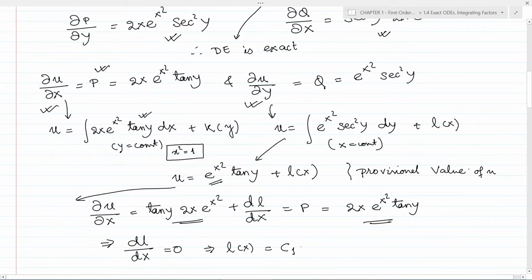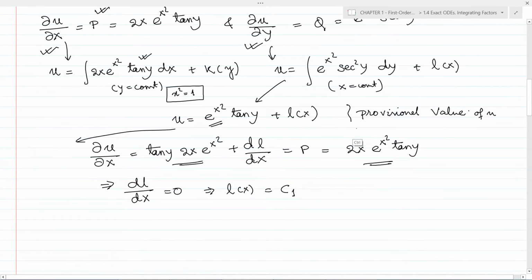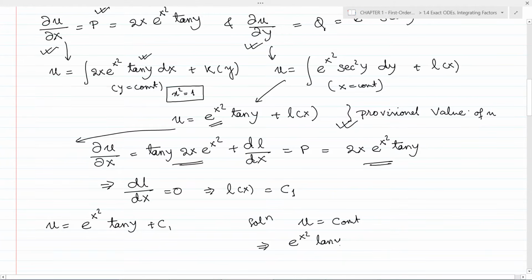which implies the function L of x equal to constant. Let us take C1. Now from this provisional value of u, we will substitute L of x equal to C1, and we will get the final value of u, which will be equal to e to the power x square tan y plus C1, and we have the solution, which is u equal to constant, which implies e to the power x square tan y equal to constant, and this is the implicit form of the final solution.